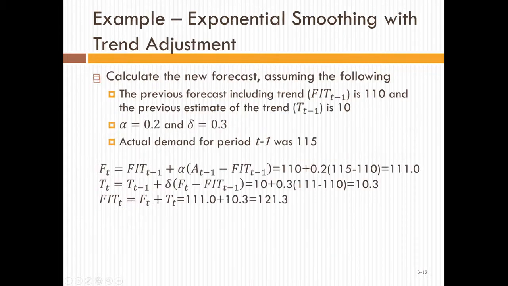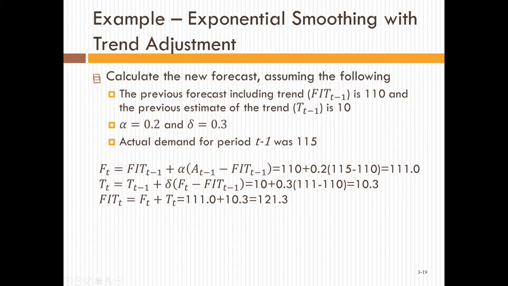All right? So in this example, it says calculate the new forecast assuming the following. The previous forecast including trend is 110, and the previous estimate of the trend is 10. Our alpha coefficient is 0.2, and our delta smoothing constant is 0.3. Actual demand for period t minus 1 was 115.